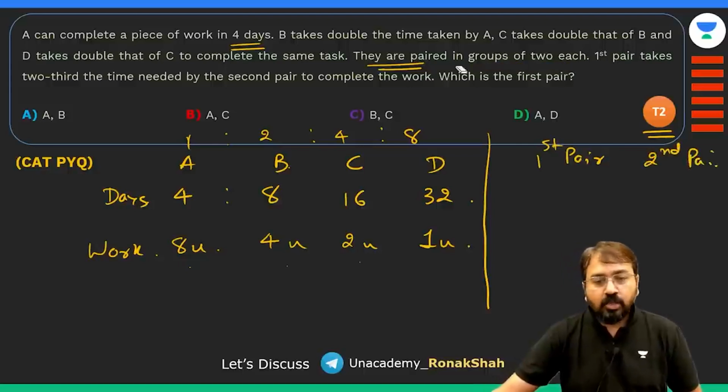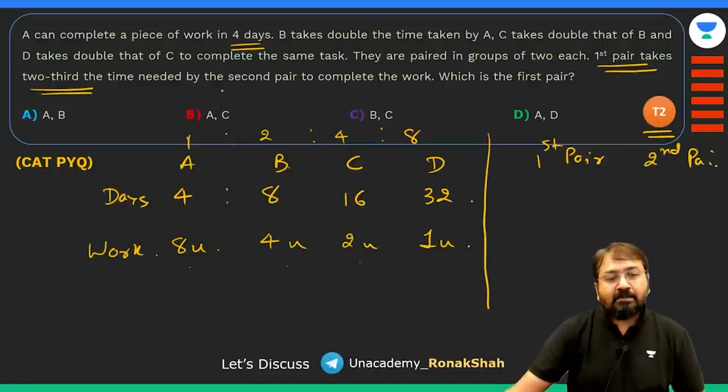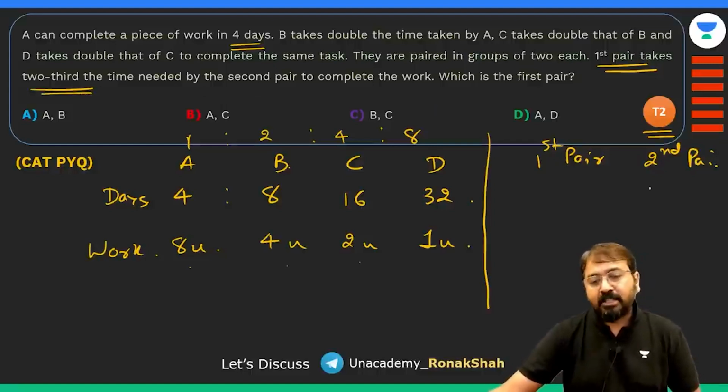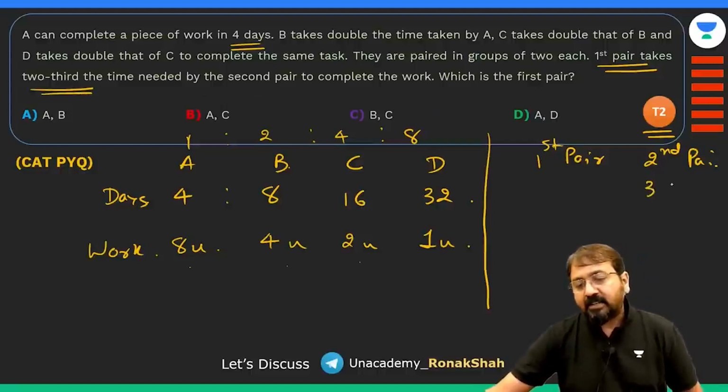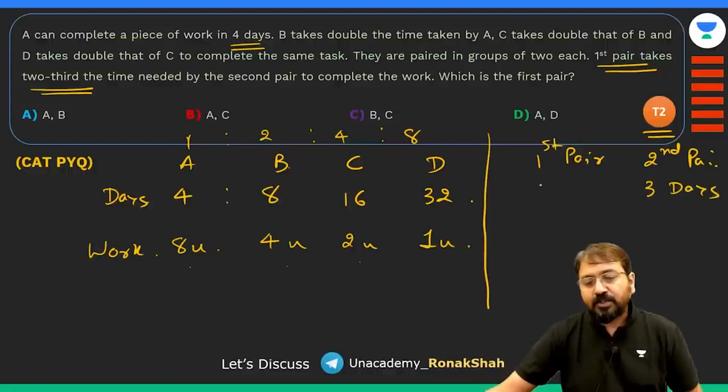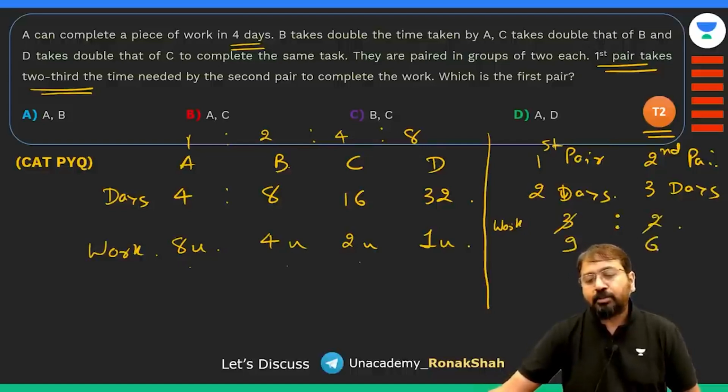Now we have divided them into 2 pairs, the first pair and the second pair. What we are told is, the first pair takes 2/3 the time needed by the second pair to complete the work. Suppose the second pair takes 3 days. So that means the first pair must be taking only 2 days, right? Okay, so these are the days. So can I say that the efficiency, or work done by them, if the first pair is doing 3 units work, the second pair should be doing 2 units work, or if the first pair is doing 9 unit work, the second pair should be doing 6 unit work, and so on and so forth.